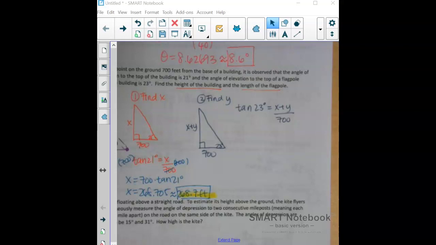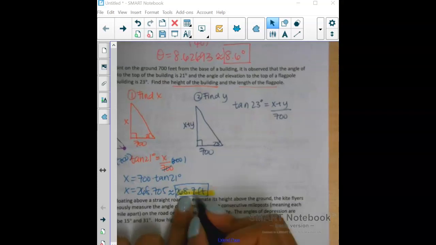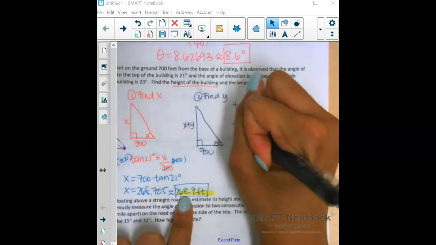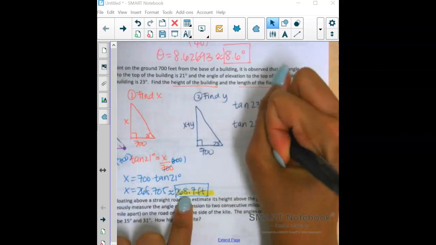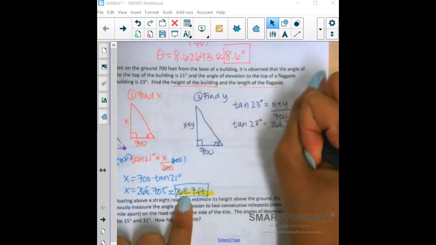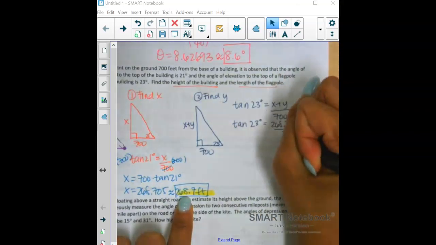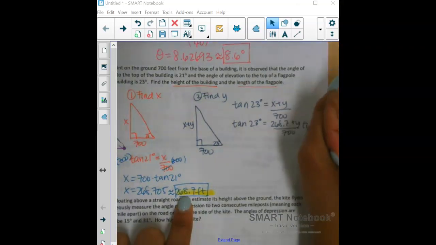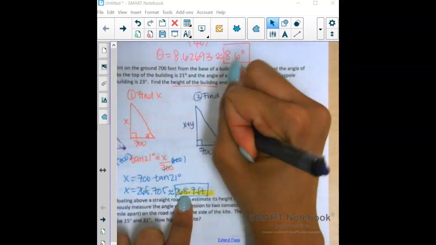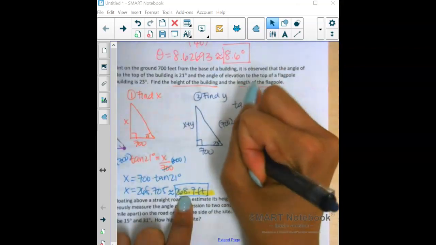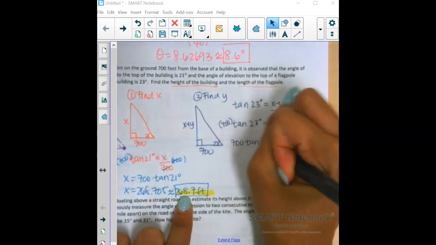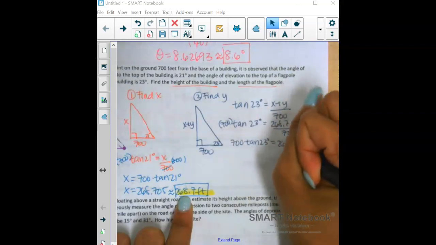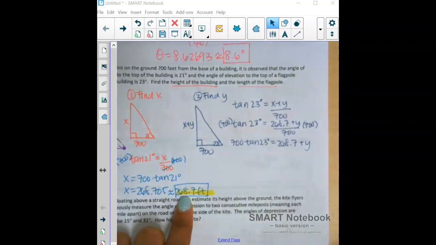Okay, well, I need to solve. Don't we know what x is, though? What was x? 268.7. So I can take that and plug it in. So let me plug that in so I don't get confused. Tangent of 23 degrees is equal to 268.7 plus y over 700. Okay, I'm going to go ahead and solve. I'm going to multiply both sides by 700. So 700 times tangent of 23 degrees is going to equal 268.7 plus y.